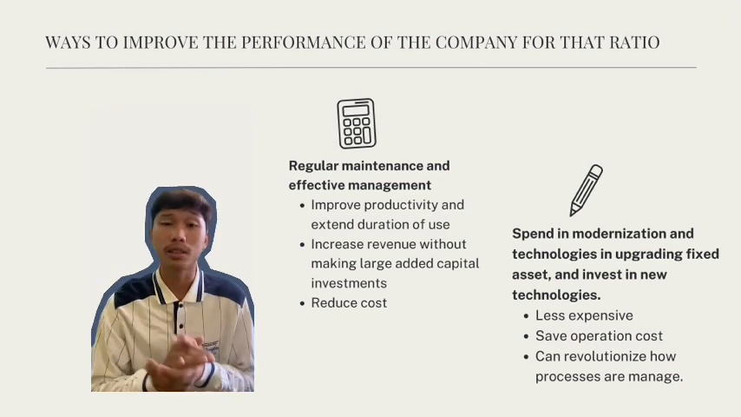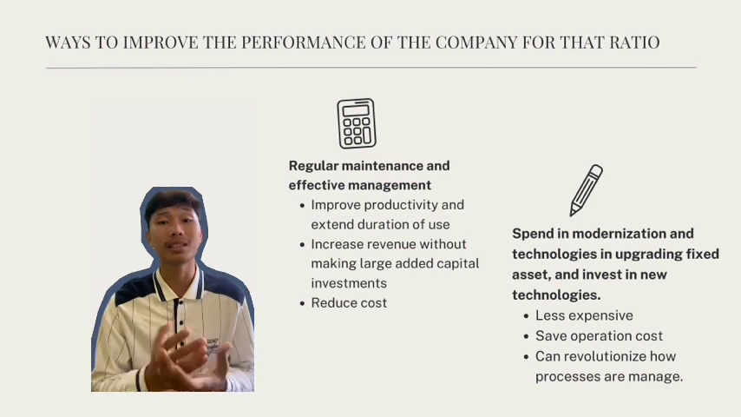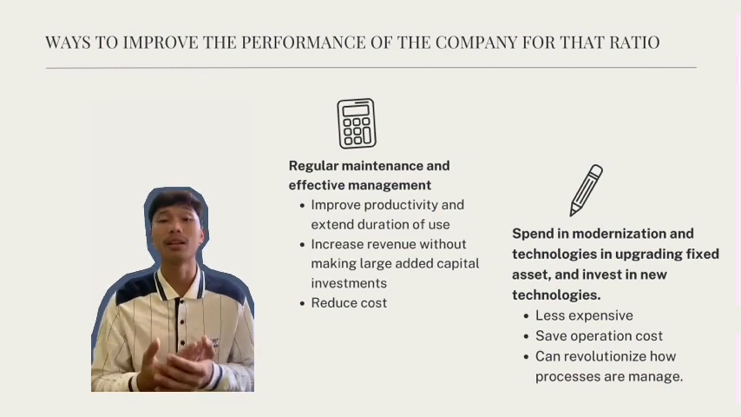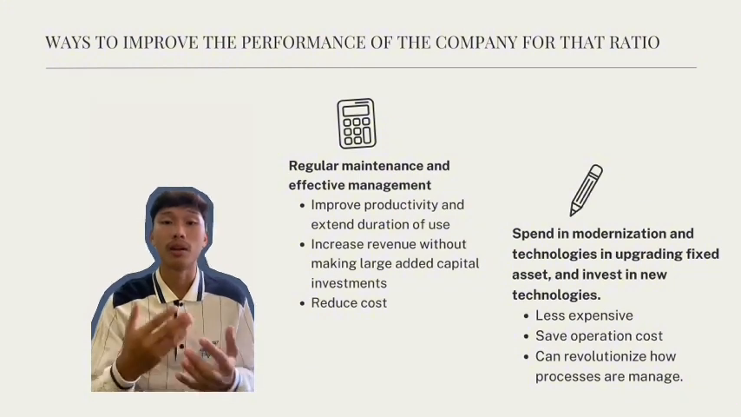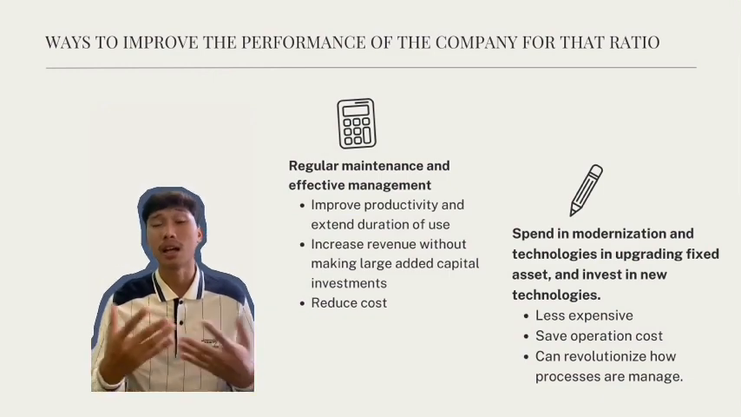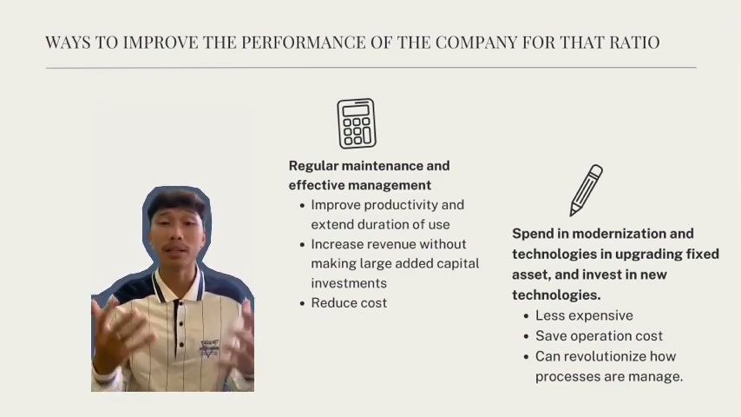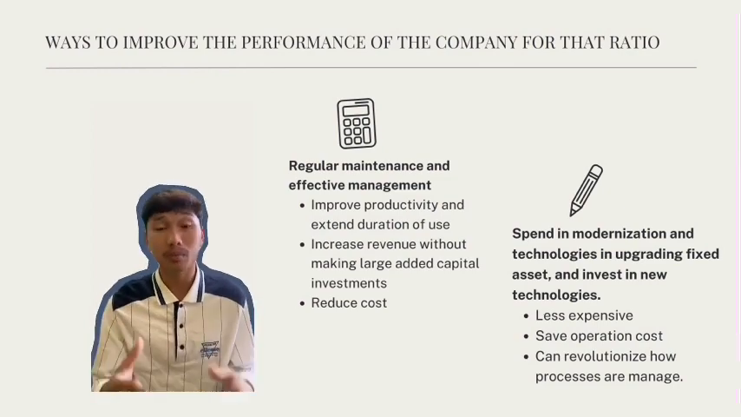Firstly, regular maintenance and effective management of fixed assets can increase their productivity and extend the duration of use. Taking care of and managing things like machines and equipment can make them work better and last longer. This can help the company make more money without spending a lot of extra money on new things.